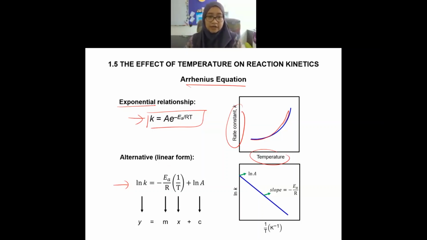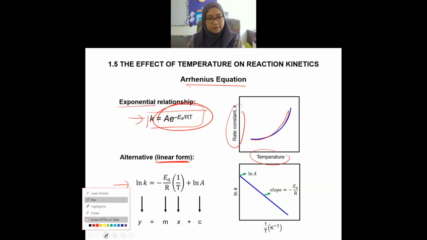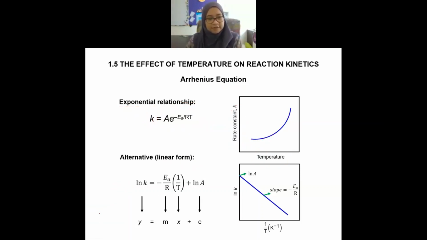Okay, alright. So, we can transform this in terms of linear form. Boleh transform this in terms of linear form. So, kita buat macam mana nak transform into linear form of this equation? Kita lonkan kiri dan kanan.